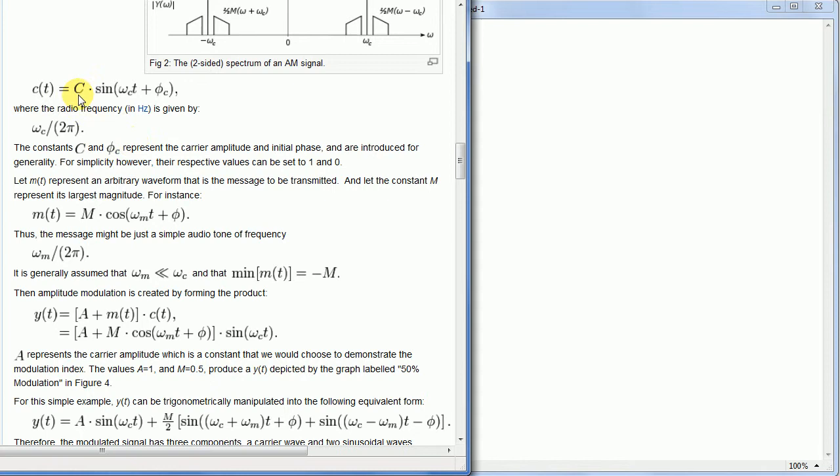And this is the amplitude of it. For simplicity in this case here, they assumed c, the amplitude, to be 1, and the phase shift to be 0. So therefore, you get just a pure sine wave. So that would be just sine omega sub c t. So that's the signal that is underneath.